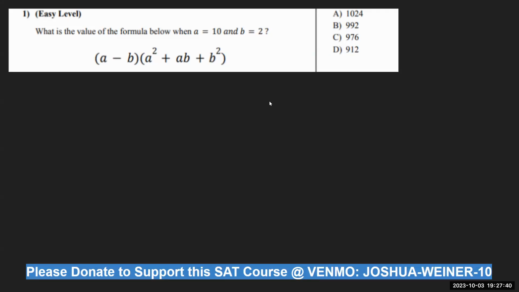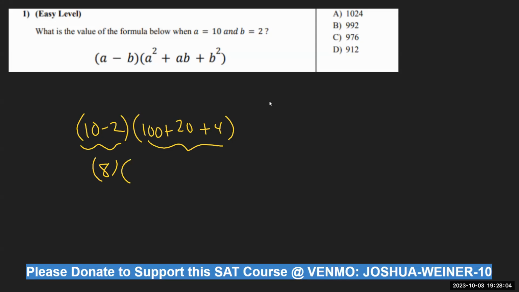Question number 1 says, what is the value of the formula below when A is 10 and B equals 2? So what I do is a double plug-in. I'm going to plug in 10 minus 2. And here we have 10 squared, which is 100. 10 times 2 is 20. And 2 squared is 4. Then I would simplify in the parentheses first. So we have 8 times 124.